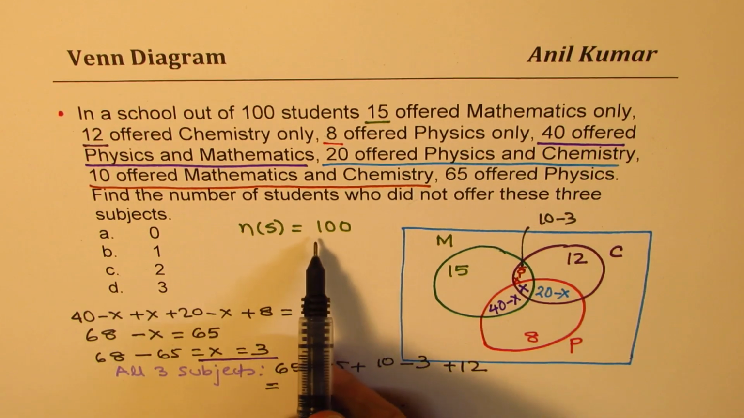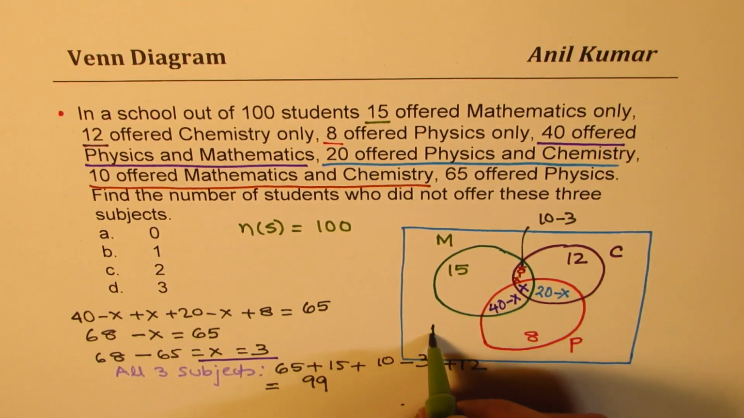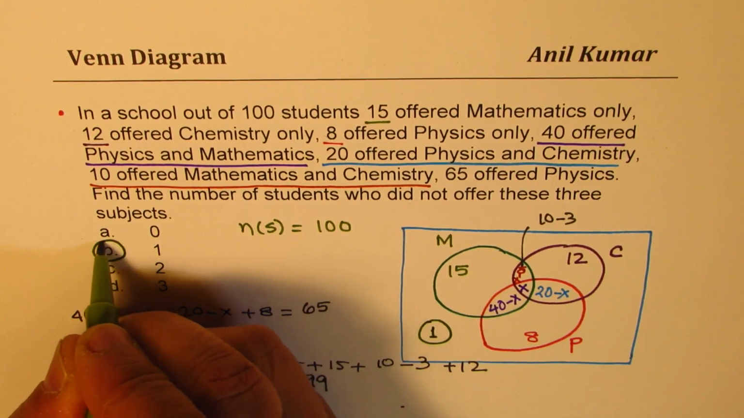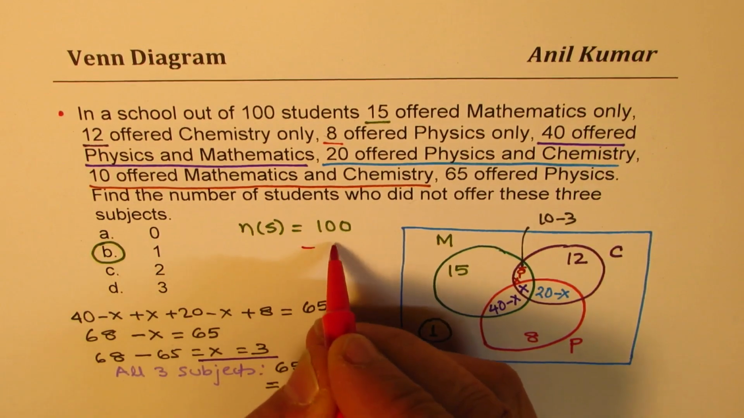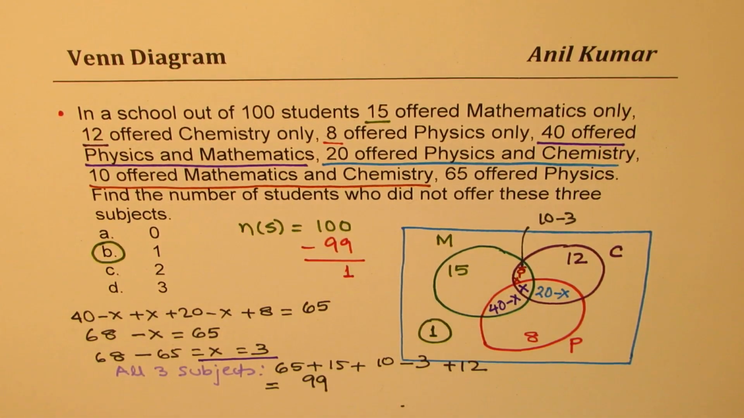So what is left? We had 100, correct? So what is left for us is 100 take away 99. So that means there's one number outside, correct? So the answer is one person did not take any of these 3 subjects, correct? That is how we are going to answer it, right? So 100 minus 99 gives you that answer 1.